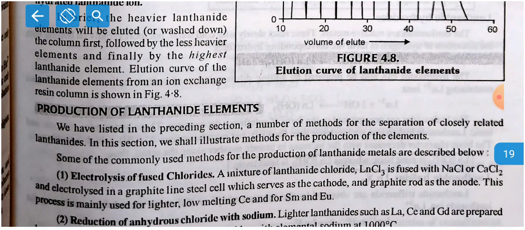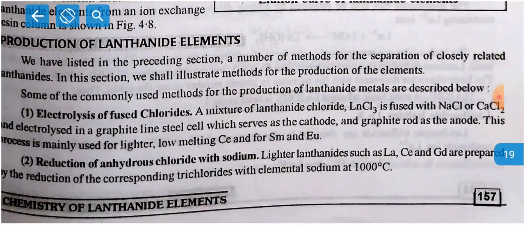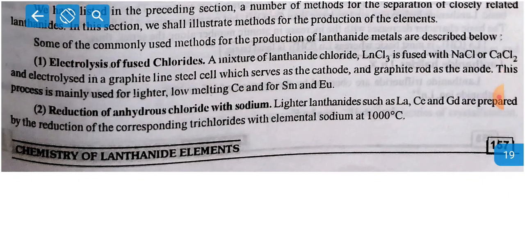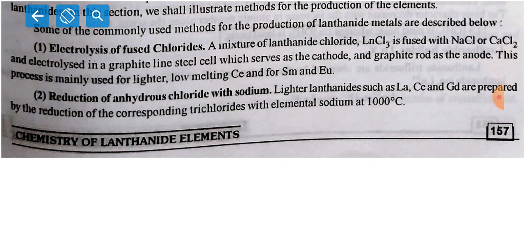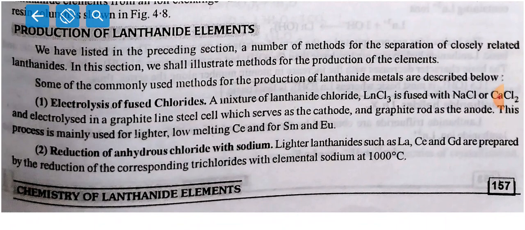Production of lanthanoid elements. We have listed in the preceding session a number of methods for the separation of closely related lanthanoids. In this session, we shall illustrate methods of the production of the elements. Some of the commonly used methods for the production of lanthanoid metals are described. Electrolysis of fused chloride. A mixture of lanthanoid chlorides, LnCl3, is fused with NaCl or CaCl2 and electrolyzed in a graphite-lined steel cell which serves as a cathode, with a graphite rod as the anode. This process is mainly used for lighter, low melting cerium and for samarium and europium.